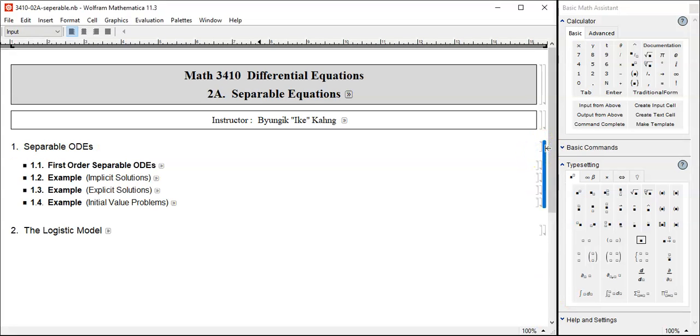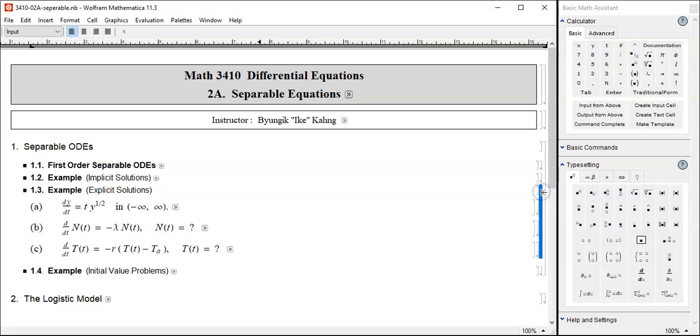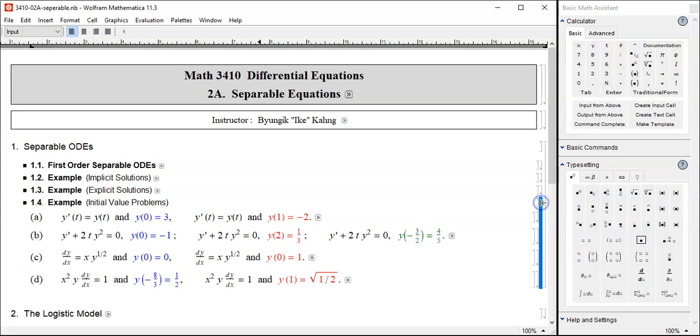Welcome back, students. Let's resume. Not here, here, initial value problems. We talked about the first two problems getting harder, harder and harder. Okay, let's go with this one.